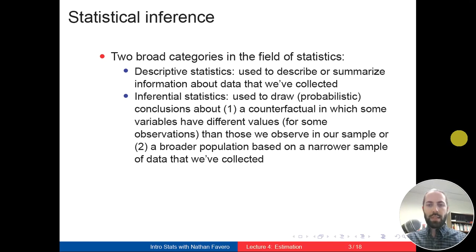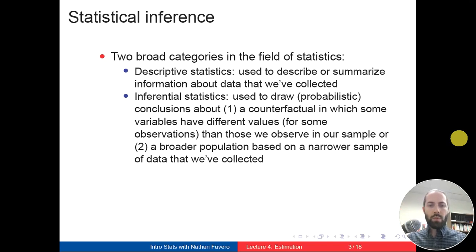That's a probabilistic conclusion that we can reach using inferential statistics. The second type of conclusion we might reach with inferential statistics is drawing a conclusion about a population based on a smaller sample that we've collected. Maybe I talked to 1,000 individuals in the US, but I'm trying to estimate the view of the entire US adult public. But I have just a sample of 1,000 people that I talked to. That process of trying to draw a conclusion about the population from the sample is going to rely on inferential statistics.